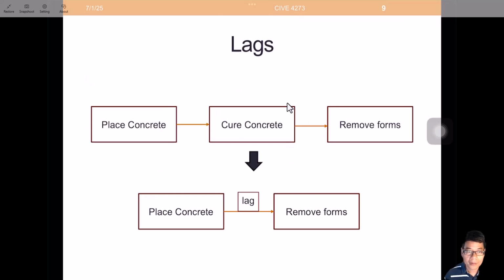For a concrete job, typically we have place concrete, cure concrete, and remove forms. So instead of having cure concrete as an activity with a duration only, we can convert cure concrete into a lag. We can just link place concrete and remove forms together, and in between we include a lag by the amount of days for curing. That's a way of using lag.